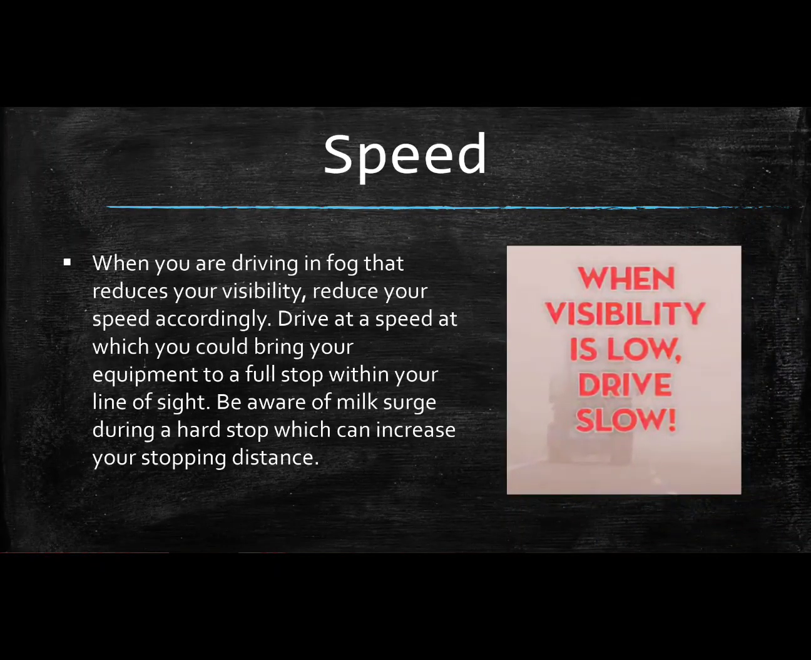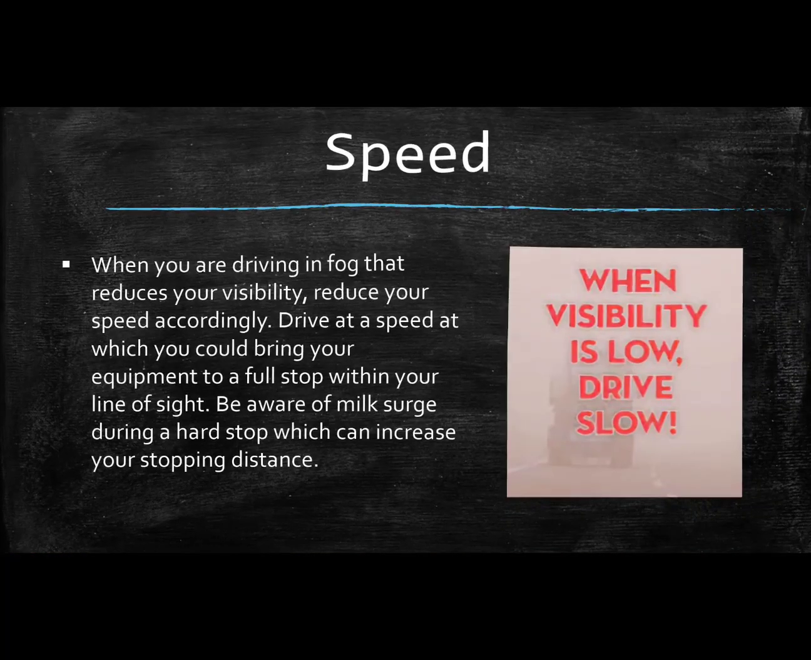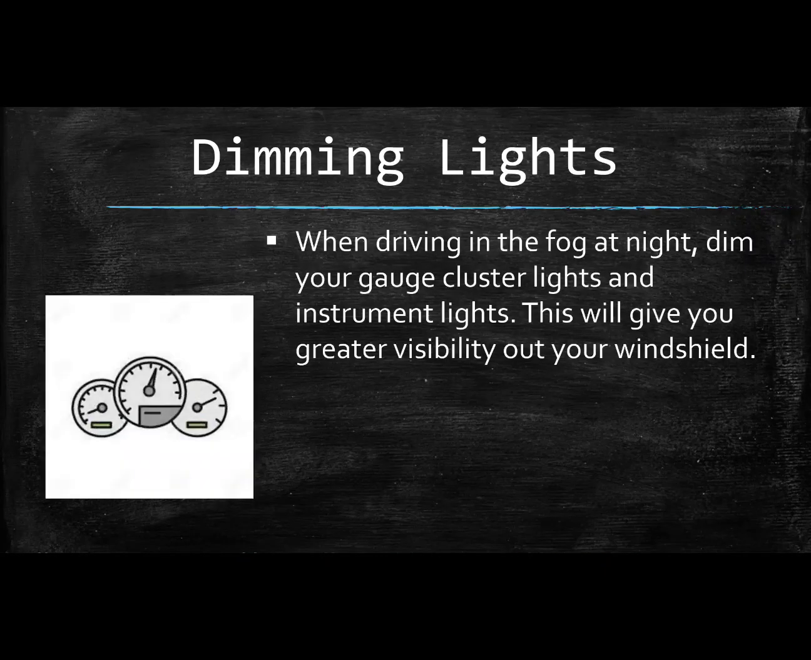Speed. When you are driving in fog that reduces your visibility, reduce your speed accordingly. Drive at a speed at which you could bring your equipment to a full stop within your line of sight. Be aware of milk surge during a hard stop, which can increase your stopping distance. Dimming lights. When driving in the fog at night, dim your gauge cluster lights and instrument lights. This will give you greater visibility out your windshield.